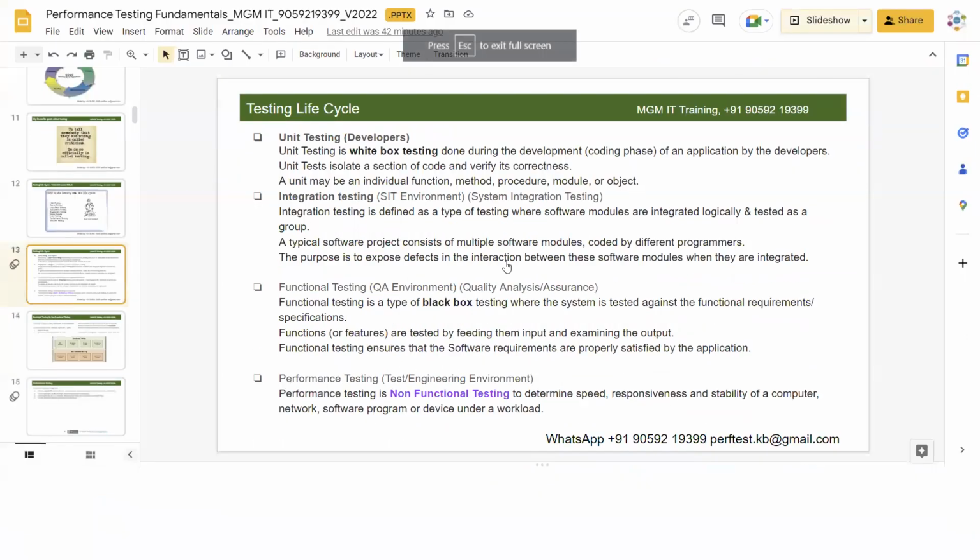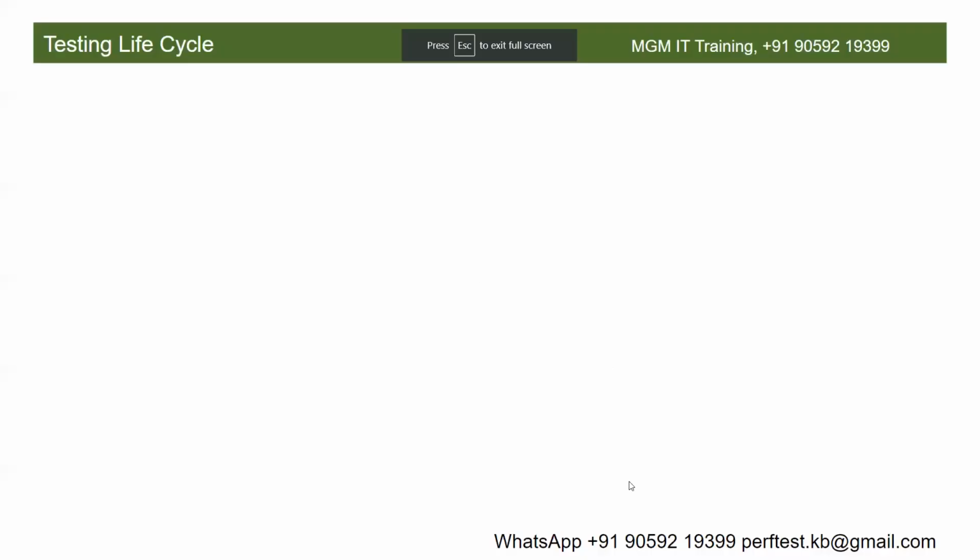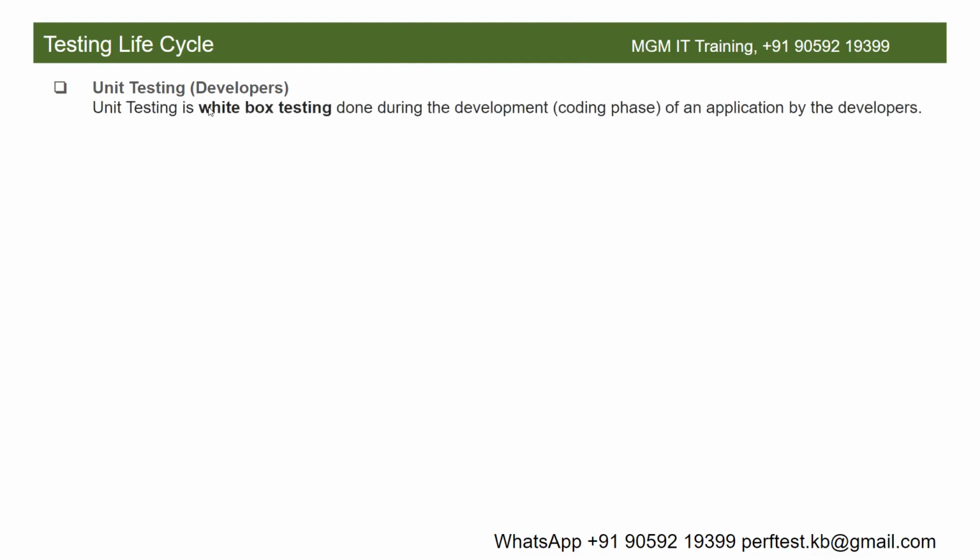Now I'll go to the slideshow mode. Testing will be done in different phases, or there are different types of testing. First, when developers are writing some piece of code, as soon as the developer writes it, they will do something called unit testing. Developers do unit testing.